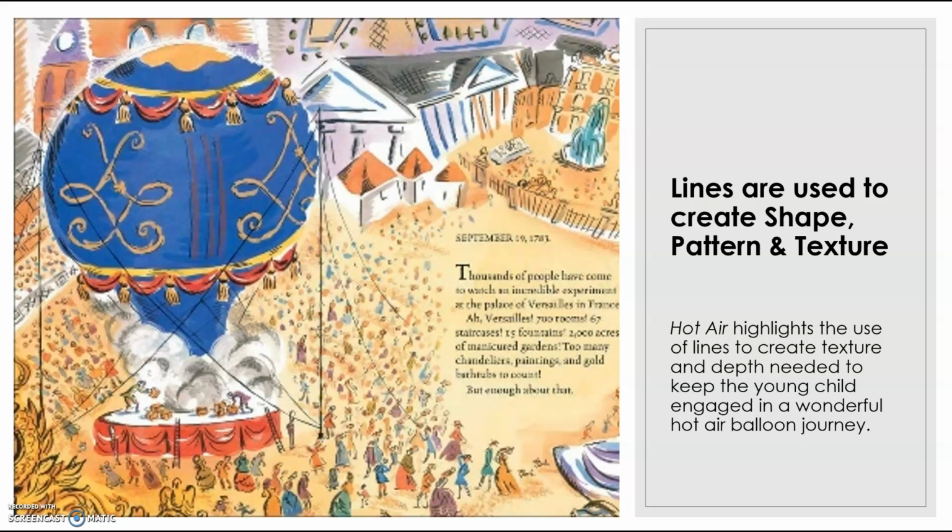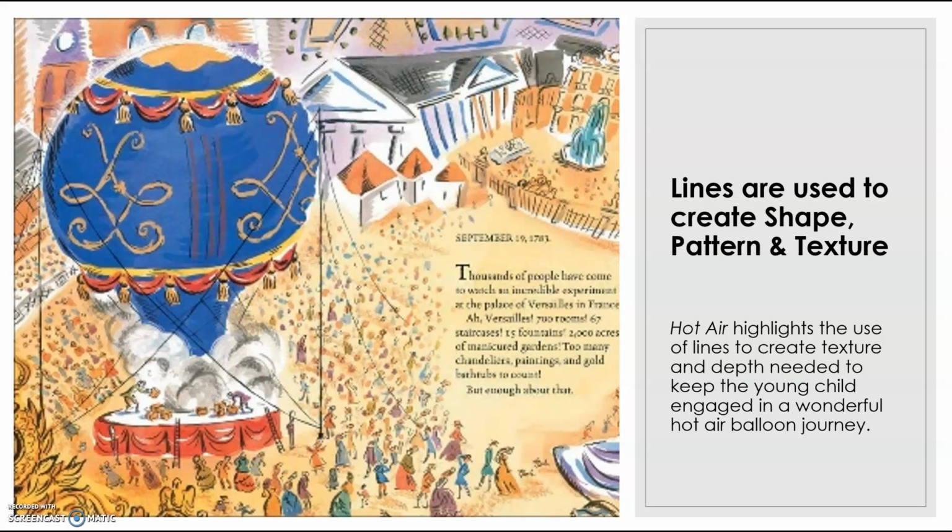The first illustration book I chose was Hot Air. And Hot Air is a great example of using lines to create shape, pattern, and texture. Hot Air highlights the use of lines to create texture and depth needed to keep the young child engaged in a wonderful hot air balloon journey. If you look at this page, you have mostly a brown background. And through the use of lines, the artist and author outlined that hot air balloon and used bold, vibrant colors.